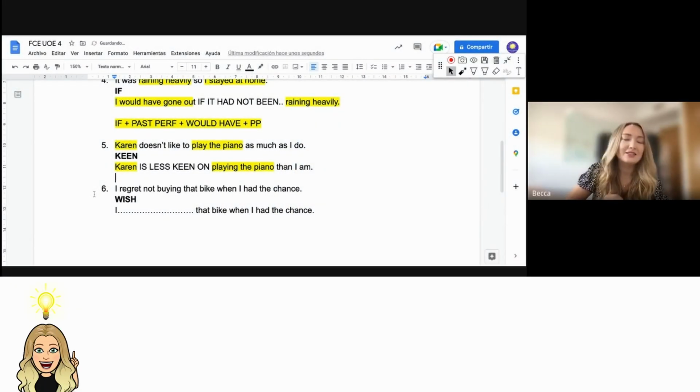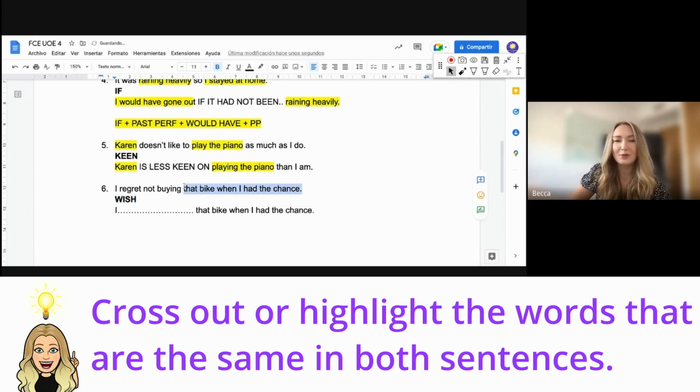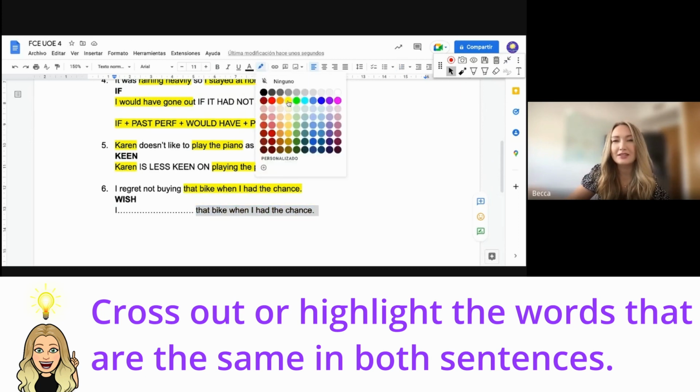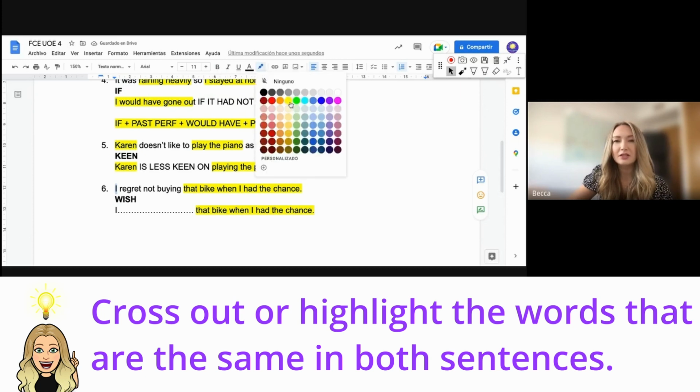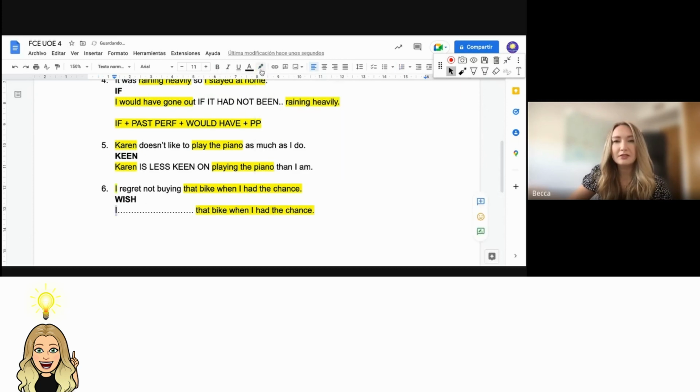Okay, so the last sentence, number 6, says, I regret not buying that bike when I had the chance. And we have the word wish. So the second sentence is, that bike when I had the chance. So very simple, that bike when I had the chance. Okay, that's the same in both. We also have the subject in both sentences. So what do we need to focus on?